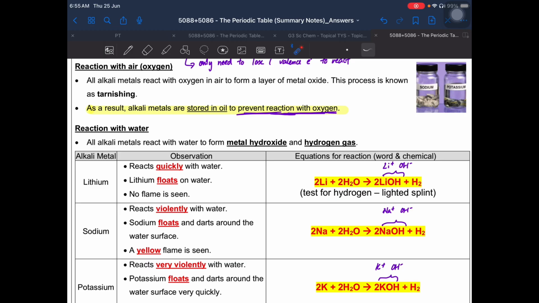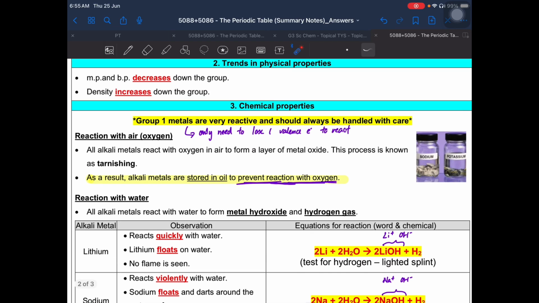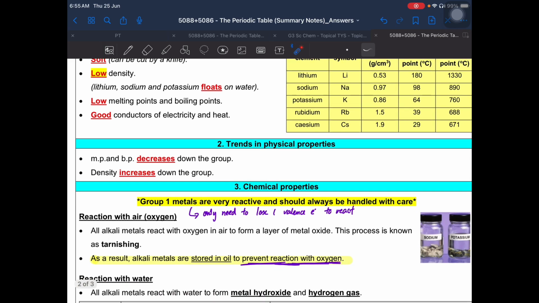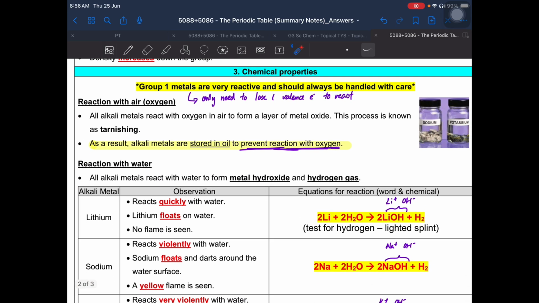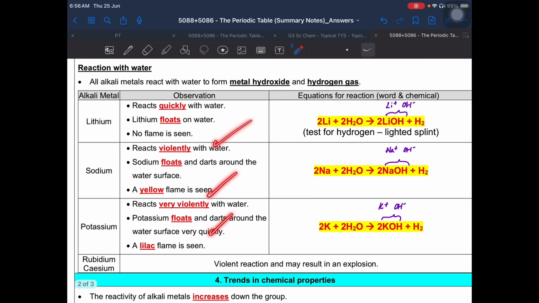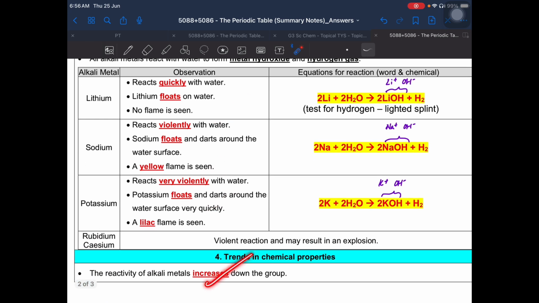Okay, so that is something that we spoke about. Low density, soft elements, low melting point and boiling point, can react very easily. That's why you store them inside oil. But if you react them with water, these are the reactions that you'll see, because they get more and more reactive as you go down the group. So that's for group 1.